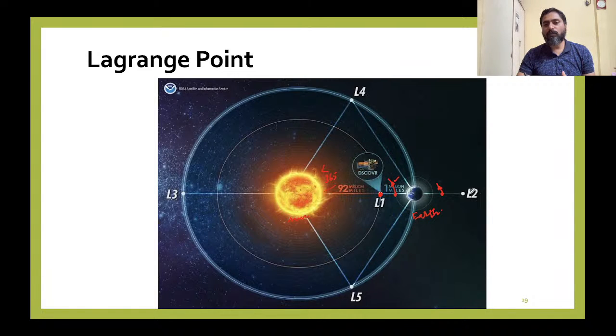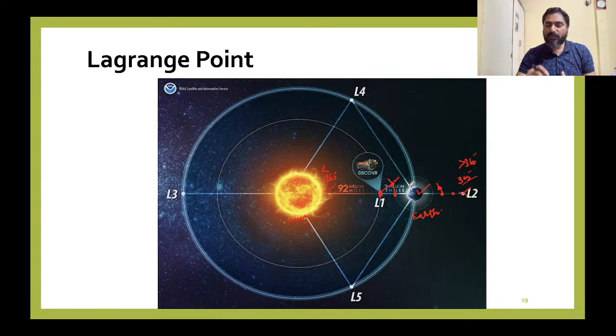Similarly, you have this L2 point also. L2 point should have been slower than Earth. It should have taken more than 365 days. Any object, if you place at this point, it should take more than 365 days. But if you place it at L2, it will take just 365 days to move around the sun. So what is happening? It appears that this point is anchored with Earth. These points, L1, L2, L3, appear to be anchored with respect to Earth.